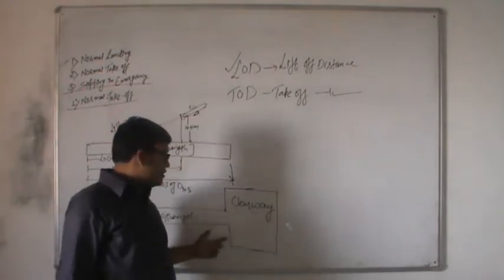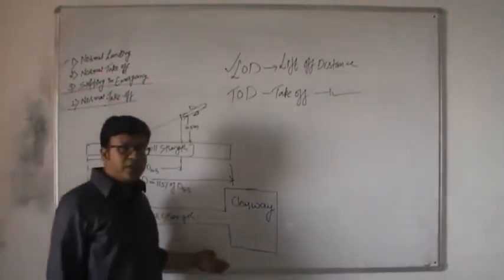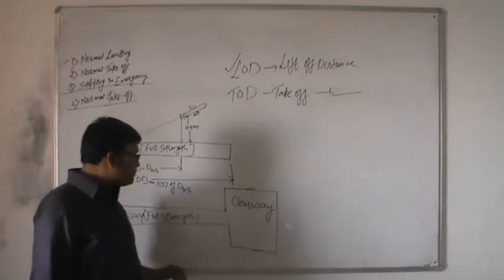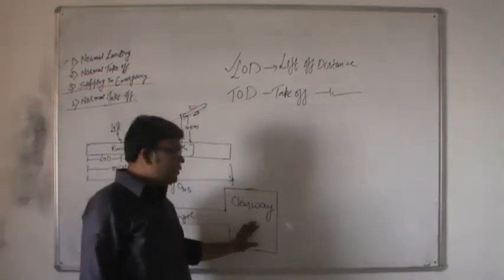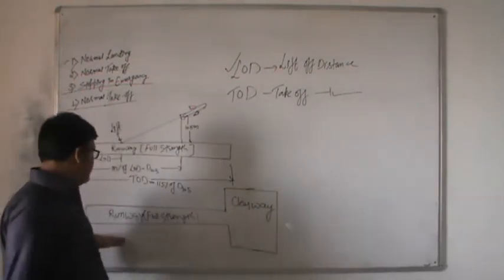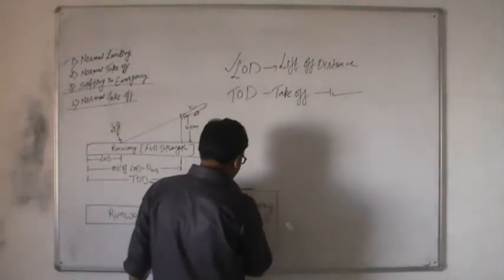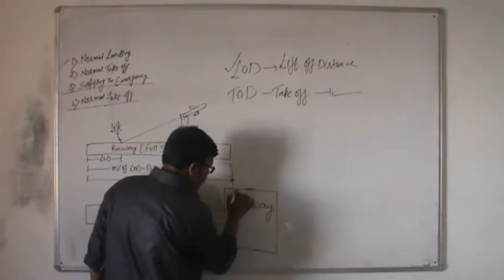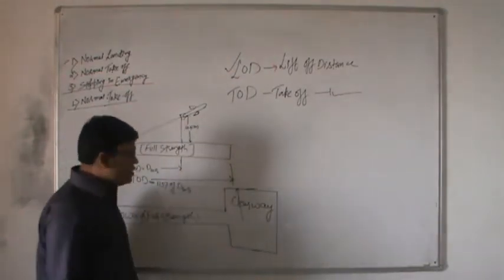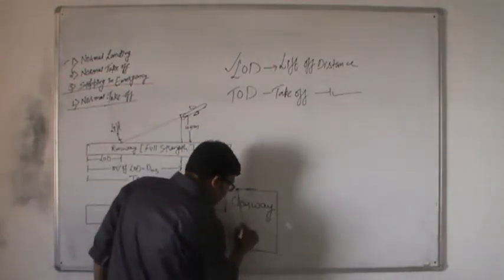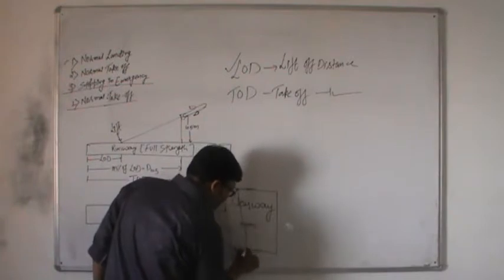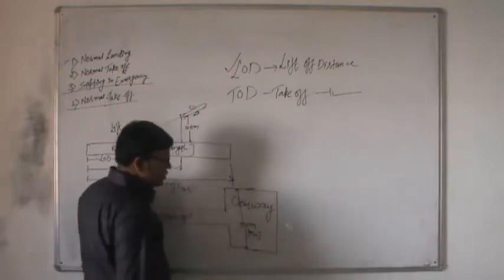Here we have provided the clear way. This is the clear way we provide in the direction of takeoff at the end of the runway. The strength of the clear way will be a little bit lesser than the strength of the runway. One more point to remember is that the length of the clear way should be at least 150 meters minimum.